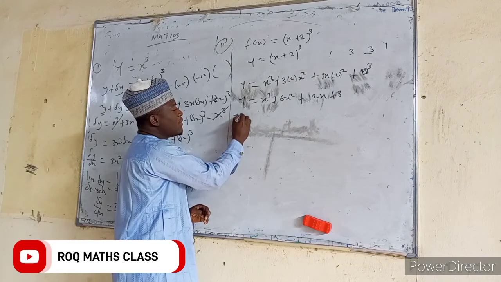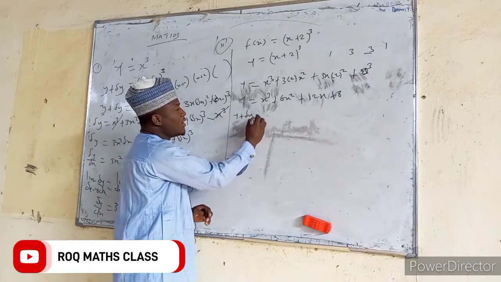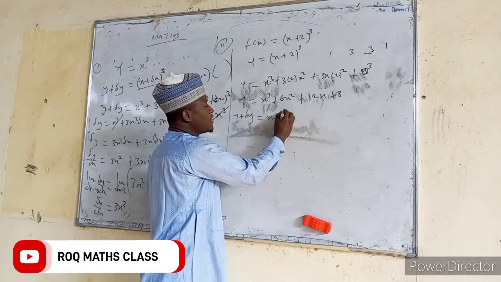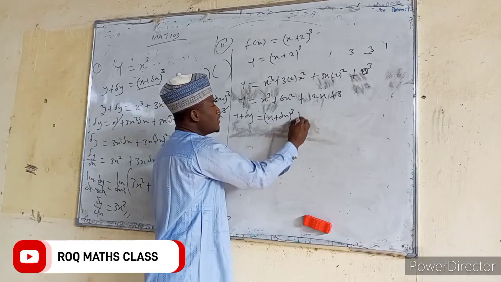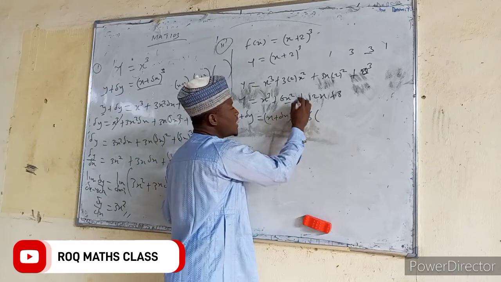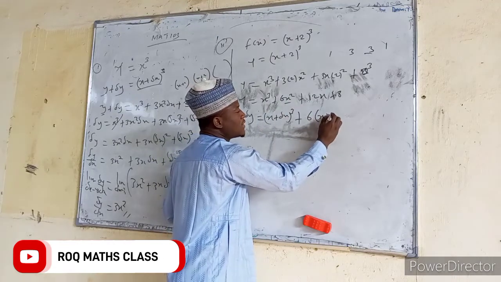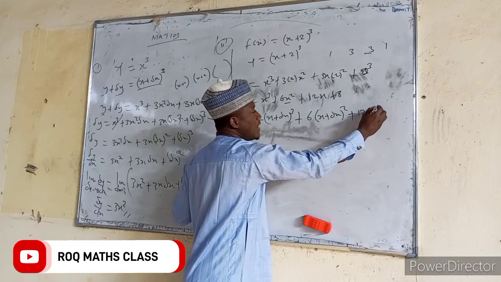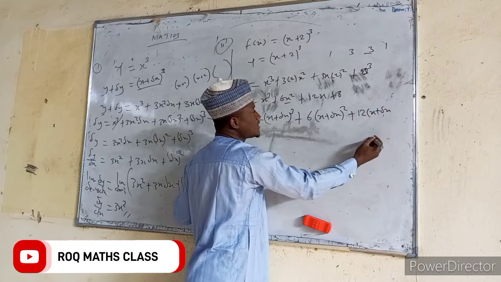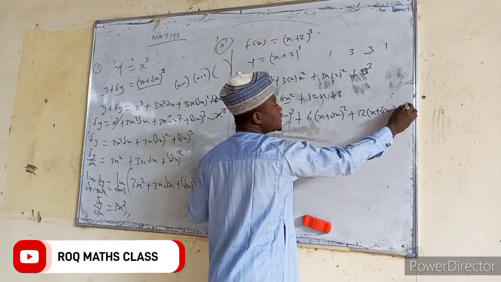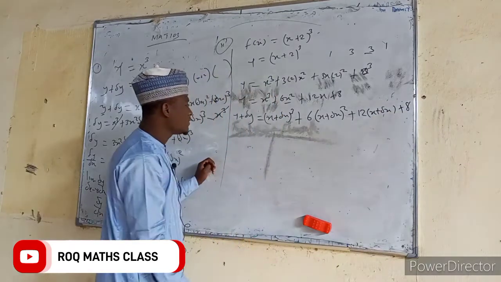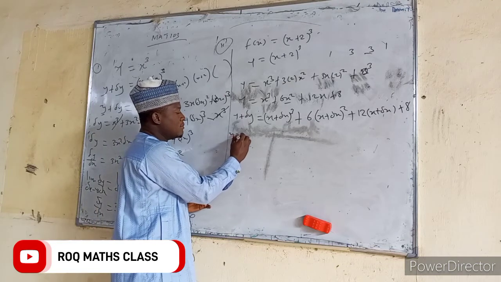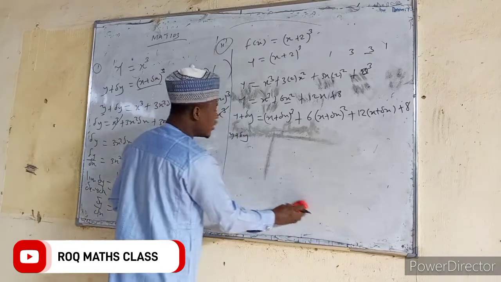Change in y will be y plus dy, which is equals to, here change in this x, we have x plus the x cubed, plus 6. Change in this x squared, we have x plus the x squared, plus 12. Here we have x plus the x. Then we have plus 8. So the same thing here, we have y plus dy. We need more space.